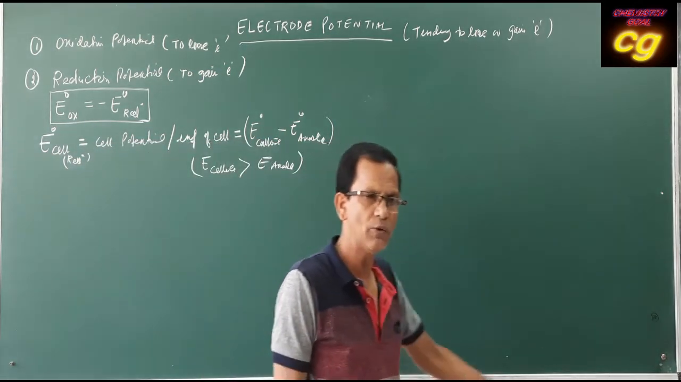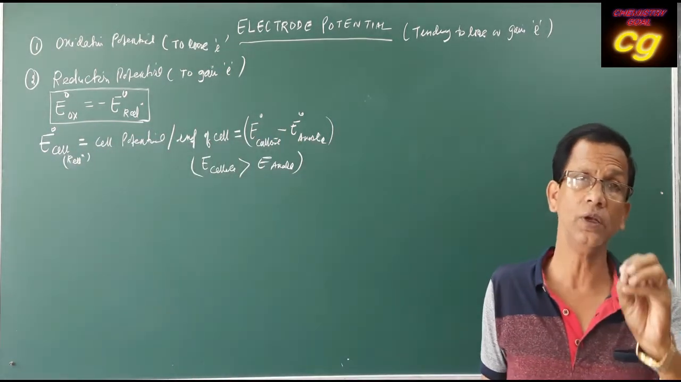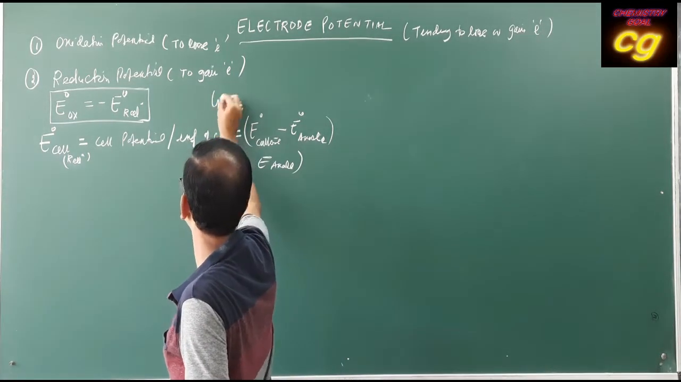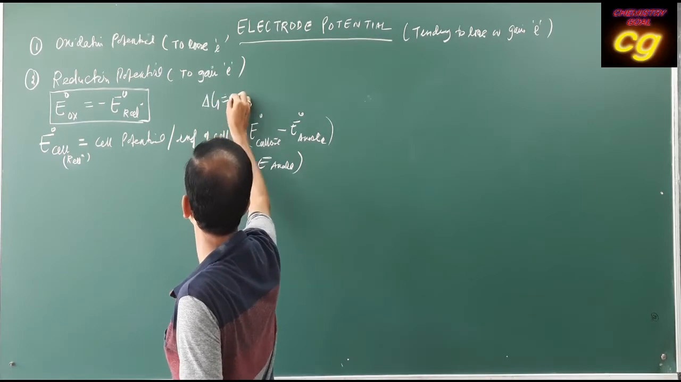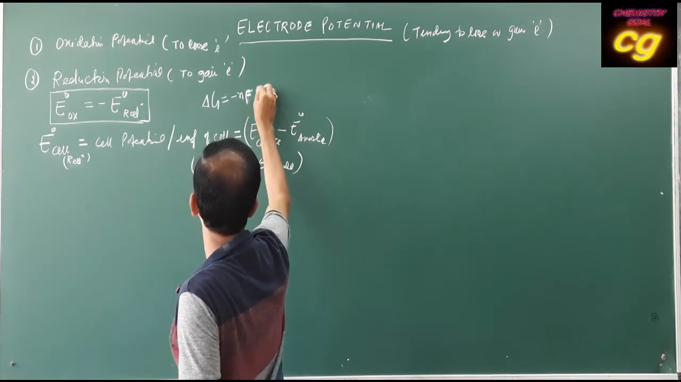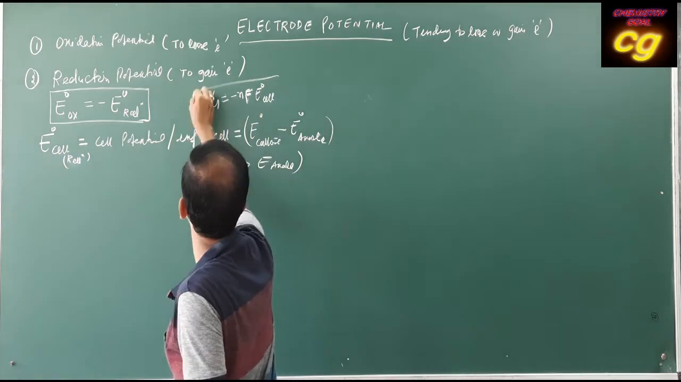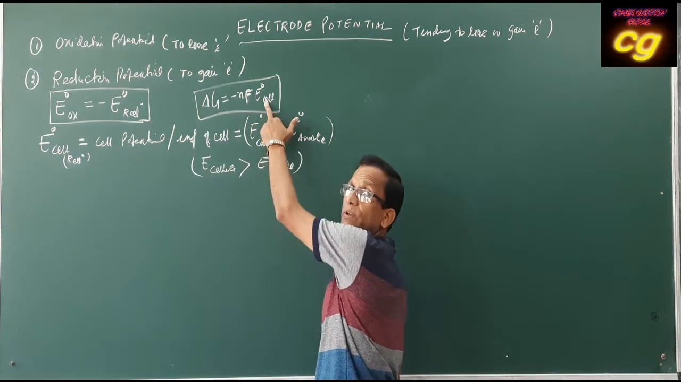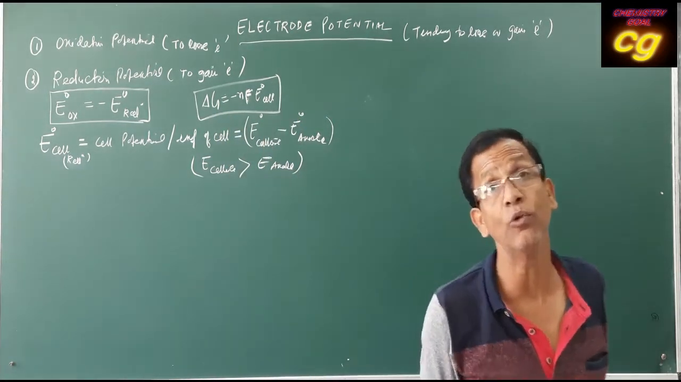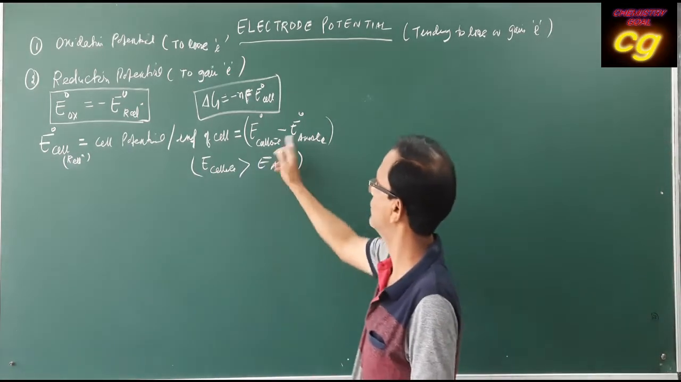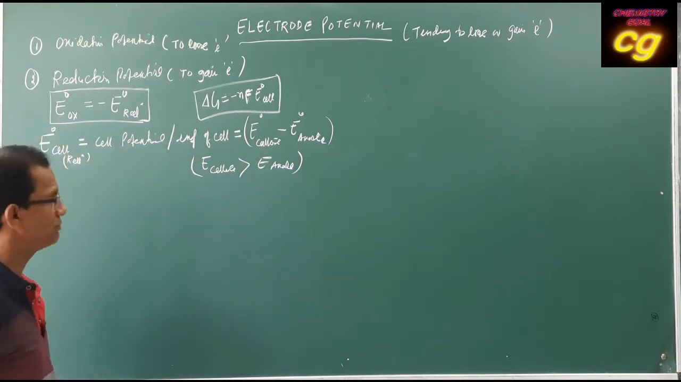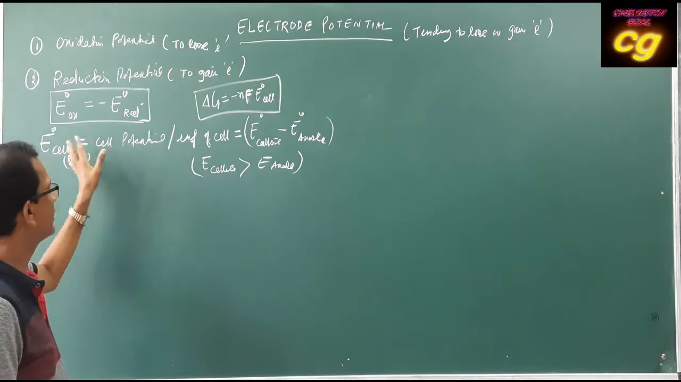If the difference is positive, then the delta G value will be more negative. You have read in the previous class that delta G equals minus nF E cell. When the E cell value is more positive, then delta G is more negative, and the process is more spontaneous. This is the cell potential for a particular cell connected to two half cells.